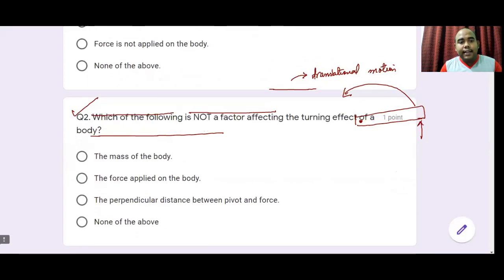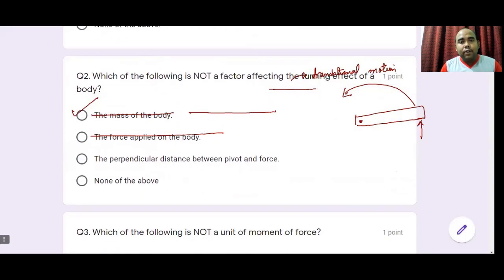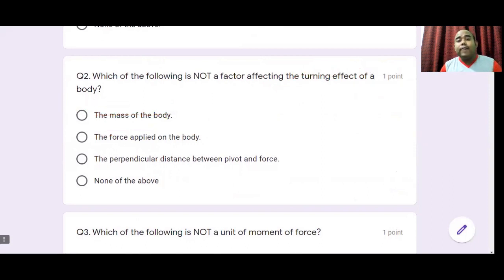Moving to the second question. Which of the following is not a factor affecting the turning effect of a body? इनमें से कौन सा ऑप्शन फैक्टर नहीं है? It is not a factor. किसका फैक्टर नहीं है? Turning effect of a body. Turning effect of a body means the amount of torque, the amount of rotational effect produced in a body. किन पे depend नहीं करता है.